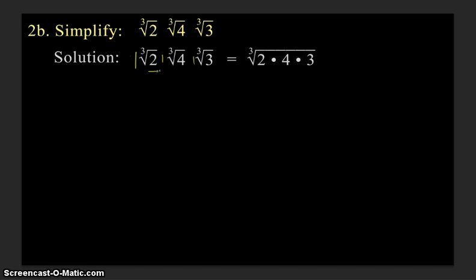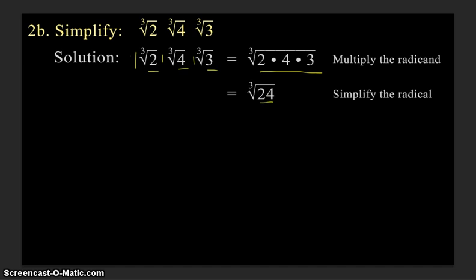So, that is 2 times 4 times 3. So, 2 times 4 is 8 times 3. So, we have 24. So, cube root of 24. So, simplify the radical. Yung 24 is not a perfect cube root, pero meron siyang pair factor kung saan yung isa is perfect cube root.